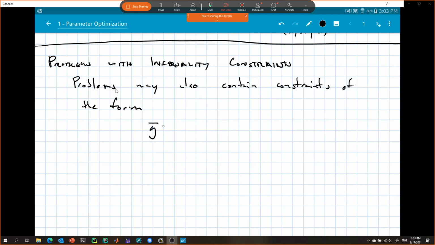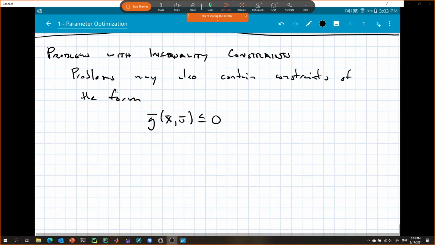g of x and u is less than or equal to 0. We only concern ourselves with this kind of form. Obviously, you could consider greater than or equal to, or some kind of bounded, but you could re-express every inequality constraint this way using negative signs and pulling things apart.